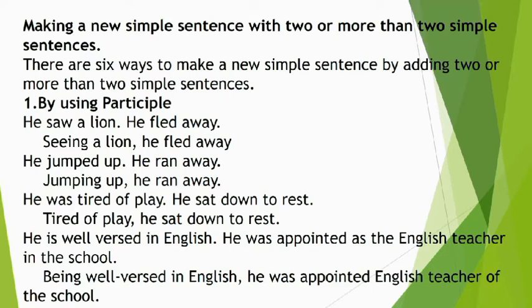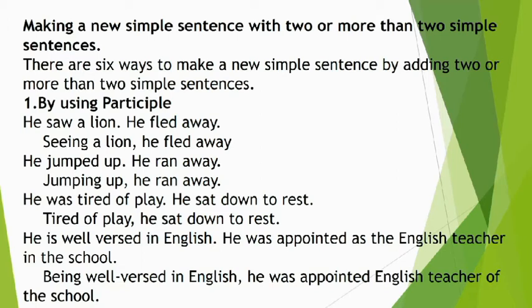Now we are going to see how to make a new simple sentence with two or more than two simple sentences. There are 6 ways to make a new simple sentence by adding two or more than two simple sentences. First one is by using participle. What is a participle? Participle is a verbal adjective, a verb that is used as an adjective. A verb is used to describe a noun.